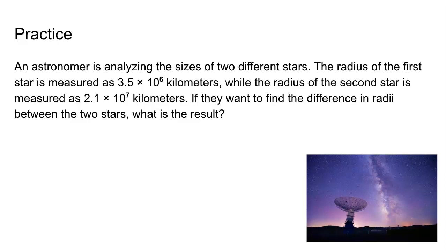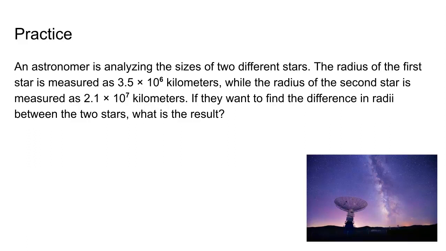The radius of the first star is measured as 3.5 times 10 to the 6th kilometers, while the radius of the second star is measured as 2.1 times 10 to the 7th kilometers. If they want to find the difference in radii between the two stars, what is the result?